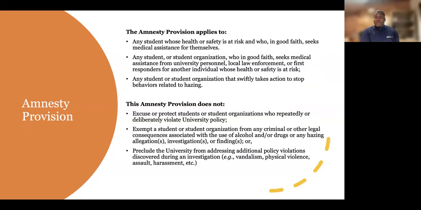So with this, the amnesty provision applies to any students whose health or safety is at risk and who, in good faith, seek medical assistance for themselves. Any student or student organization who, in good faith, seeks medical assistance from university personnel, local law enforcement, or first responders for another individual whose health or safety is at risk. Any student or student organization that swiftly takes action regarding any behaviors related to hazing. This is important.